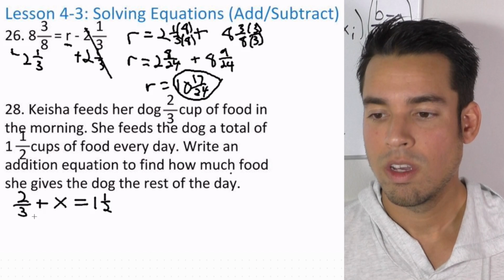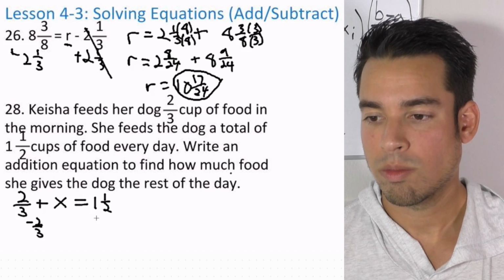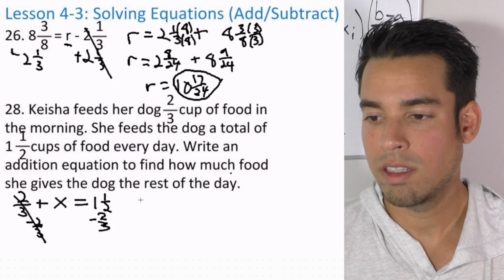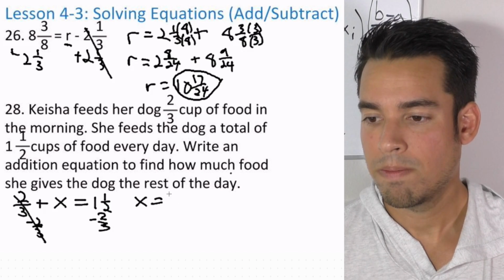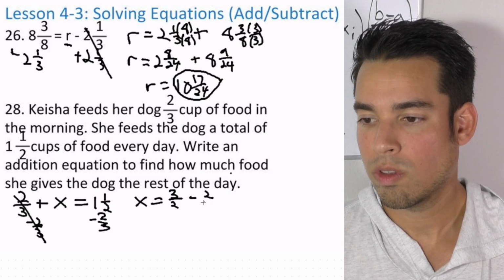How do we solve this? We're going to subtract 2/3 from both sides. So we're going to subtract 2/3, subtract 2/3. These guys cancel out. So x equals 1 1/2. You know, I'm going to make this an improper fraction. So we're going to make this 3/2, just make it a little easier, right? We multiply times the base, add to the top, so we get 3/2 minus 2/3.